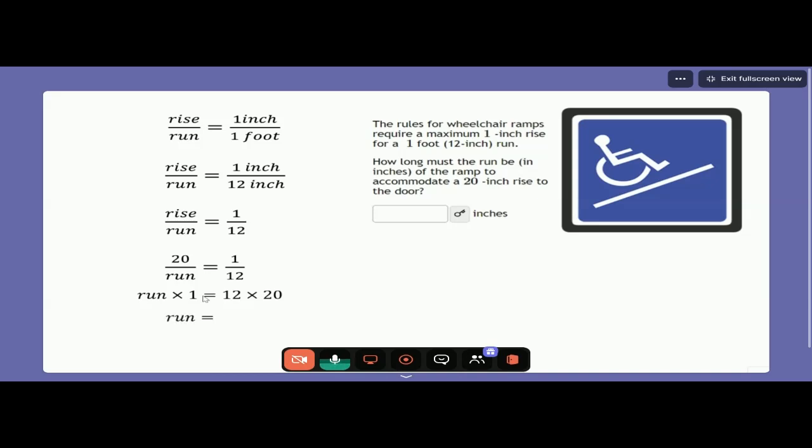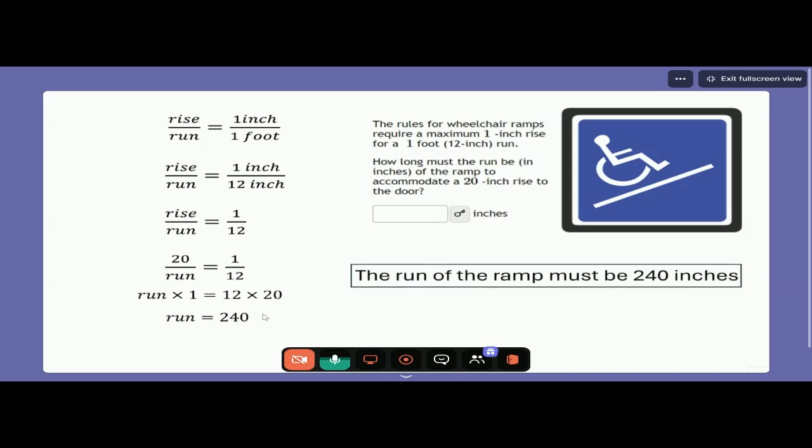Run times 1. Notice again how I line up these equal signs. I know I always harp on that. And you also noticed how I started with the equal sign, then I work out the left and work out the right. That helps you wrap your mind around what it is you're doing. 12 times 20 on the right side, 240. And there we go. Our input of 20 was in inches, so our answer here is also going to be in inches. The run of the ramp must be 240 inches for this particular ramp up to the doorway to meet the required safety protocols.